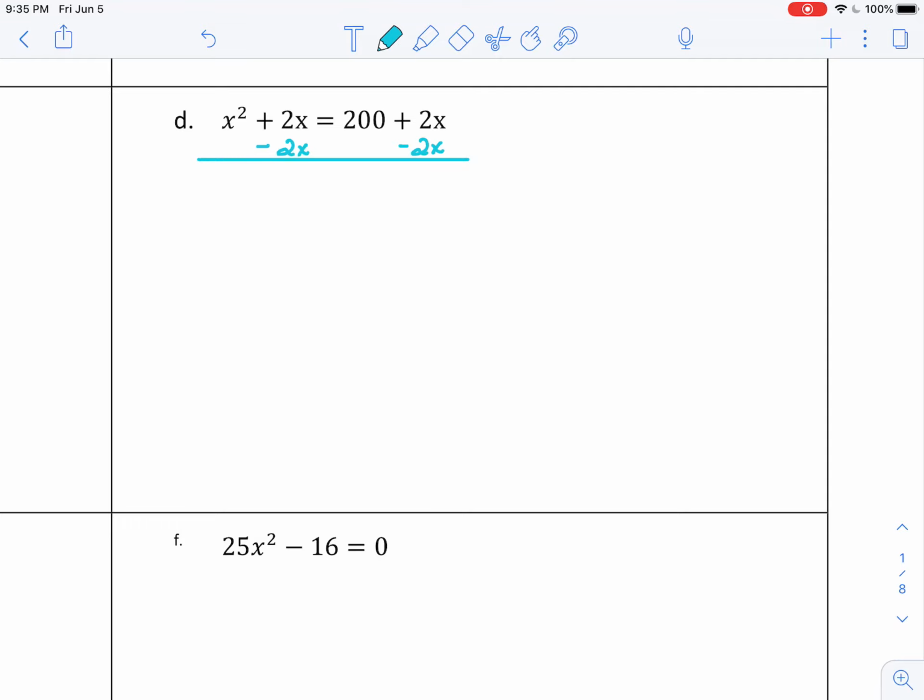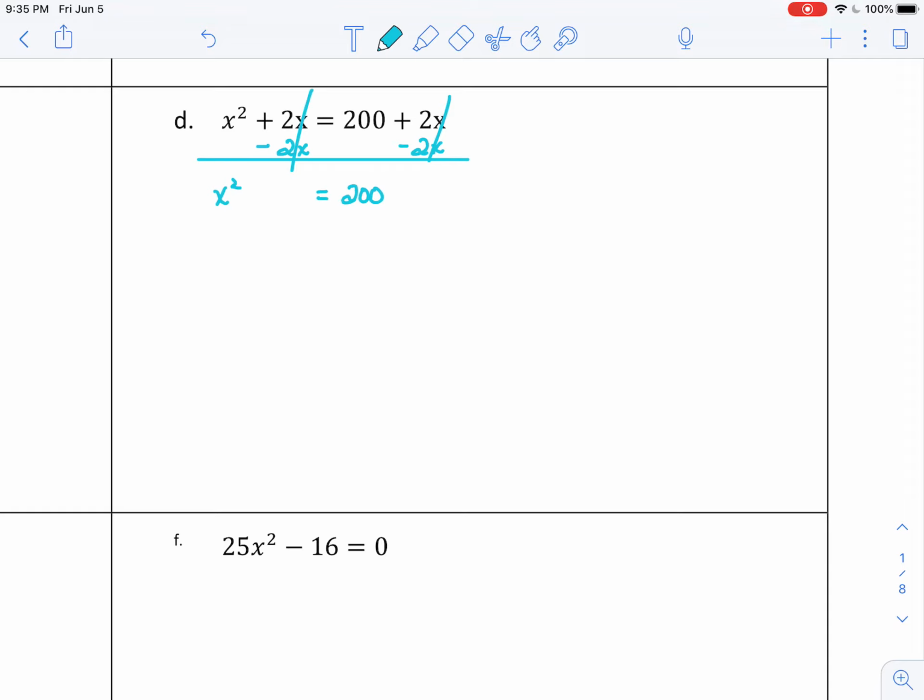Which means we would be left with an x squared on the left side of the equal sign. We'd have a 200 on the right side of the equal sign, and that'd be it. So we've pretty quickly simplified this already and gotten rid of everything except for our quadratic term and our constant.